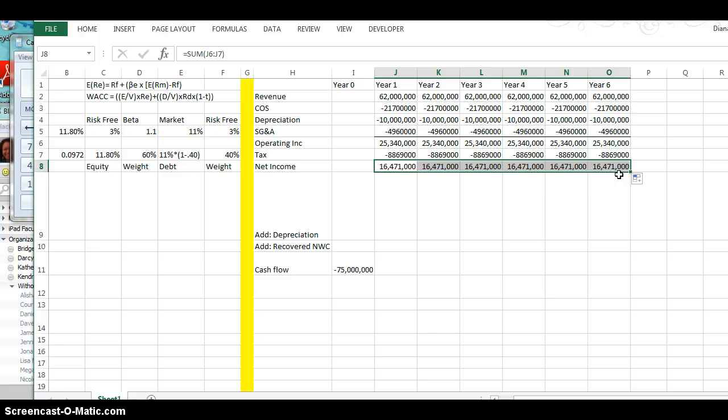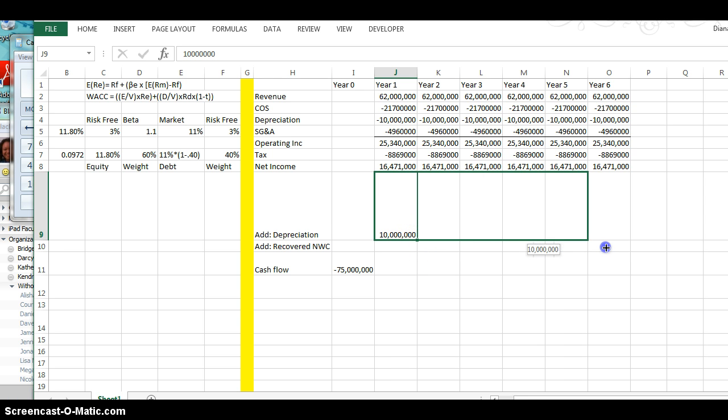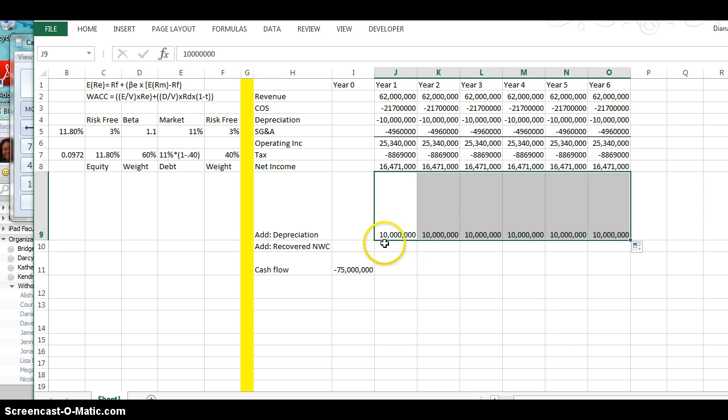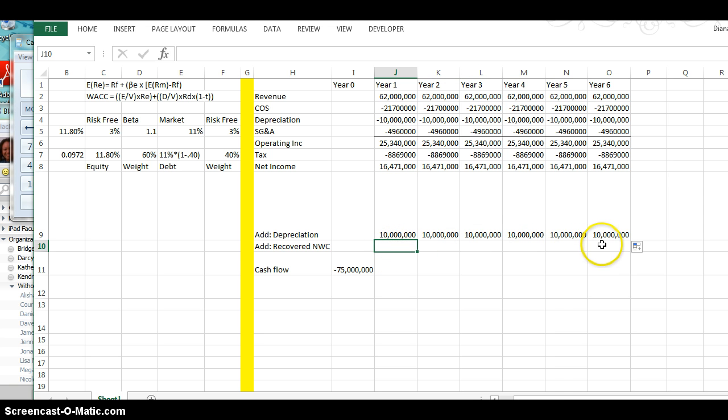And all we need to do now to get our cash flow, remember, we're not trying to find net income, we're trying to find a cash flow, which means we've got to add some things back on. We're going to add our depreciation back on because that's a non-cash expense. So we have to include it above in order to get our right taxable amount, but to get our cash flow, we need to add that back in.